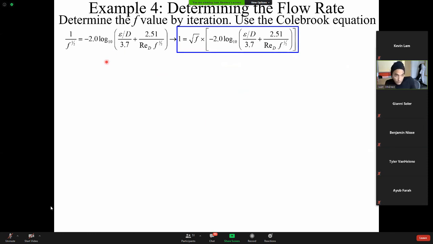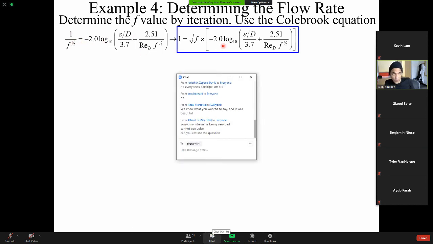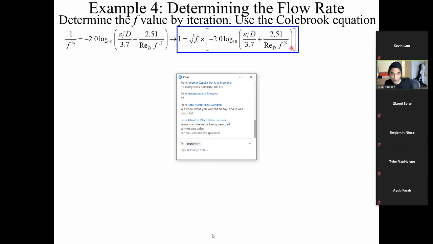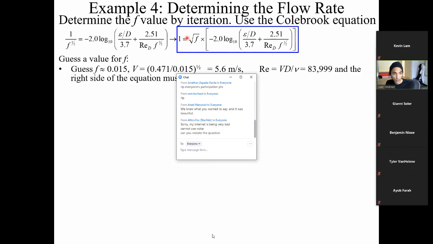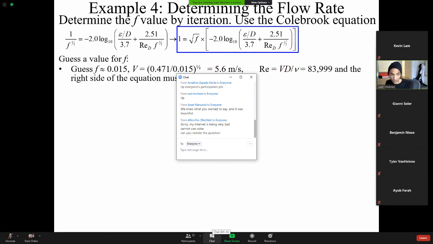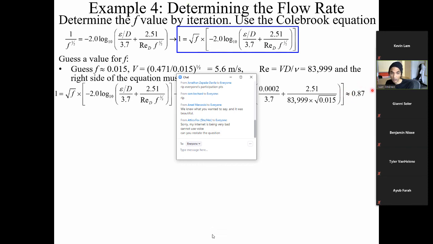So in the Colebrook equation, we go through the same process. This is the Colebrook equation. We guess a friction factor. So we have this equation here. And first, we guess a friction factor that we enter here. And when we guess that friction factor, we were able to calculate a velocity. And then with that velocity, we were able to calculate Reynolds number. So now let's calculate that quantity. This quantity has to equal 1. If it's not 1, it means we're wrong. So we do that, right? We guess 0.015. We got this velocity, got this Reynolds number. The right side of the equation must equal 1, but what we find out actually equals 0.87.